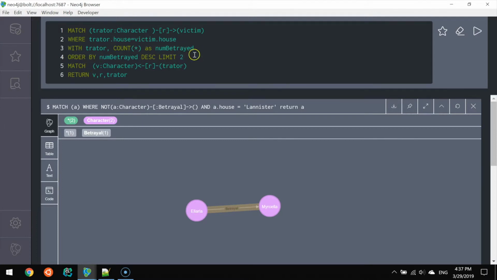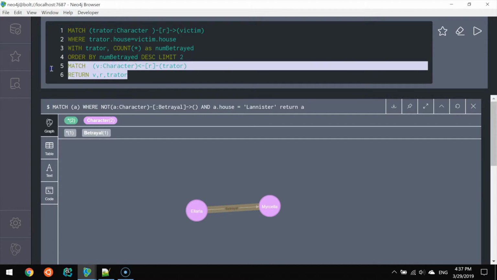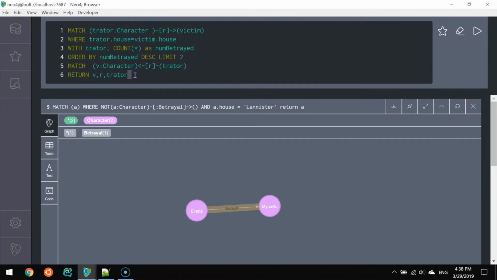Now I remind you that we were looking at betrayals within the family. We want to order those results in descending order and limit it to 2. So we'll get the top 2 traitors within the family. Then we'll simply match the pattern of all their betrayals and get what we wanted.